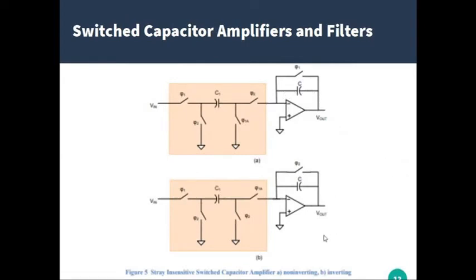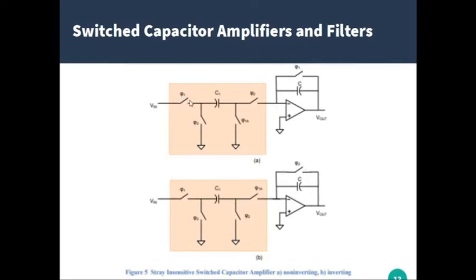So letter A, we have the non-inverting stray insensitive switch capacitor amplifier. If you look at the switches, this is phi sub 1, phi sub 1, this is phi sub 1a. Then this is phi sub 2, phi sub 2. Phi sub 1a opens a little bit more in advance than phi sub 1, so this opens a little bit first, a little ahead of phi sub 1. Okay, so this will turn on, this will turn on, this will turn on.